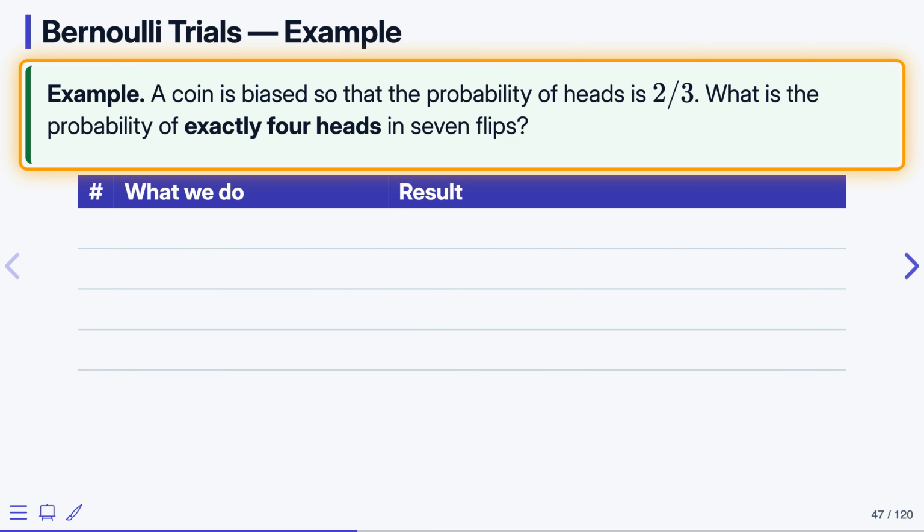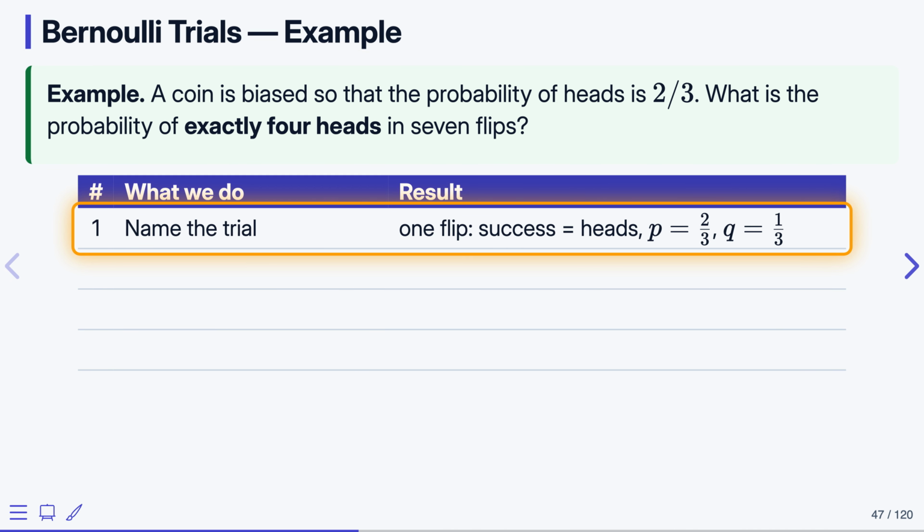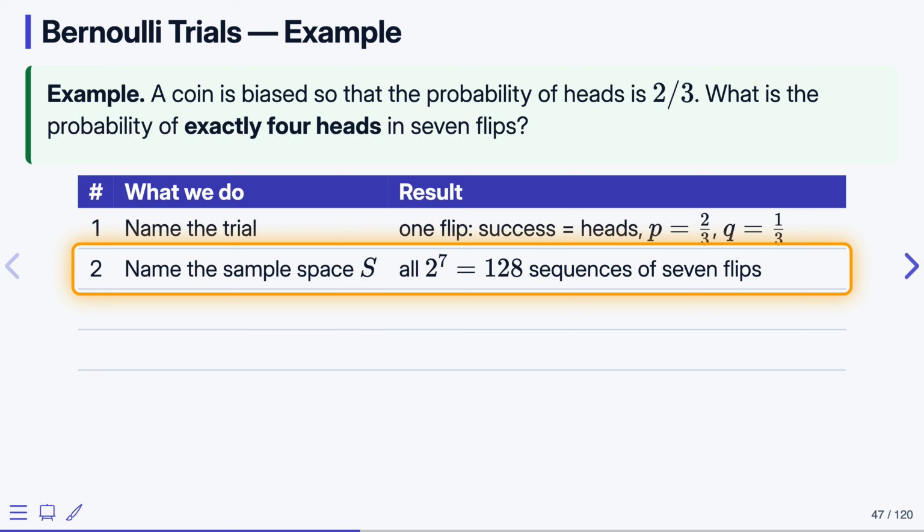A coin is biased, so heads has probability 2/3. We want the chance of exactly 4 heads in 7 flips. Step 1. Name the trial. 1 flip. Heads is the success with probability 2/3. Tails is the failure with probability 1/3. Step 2. The sample space is every sequence of 7 flips. There are 2 to the power 7, that is 128. Careful, these are not equally likely because the coin is biased.